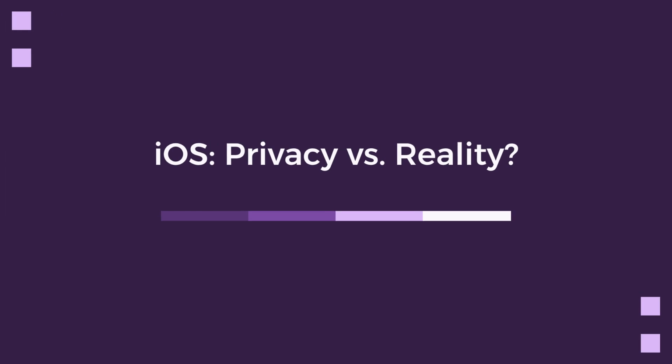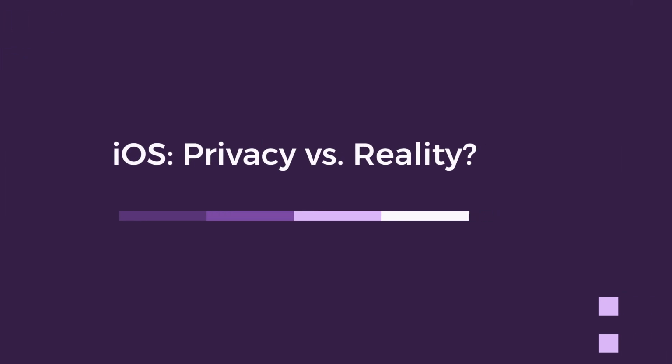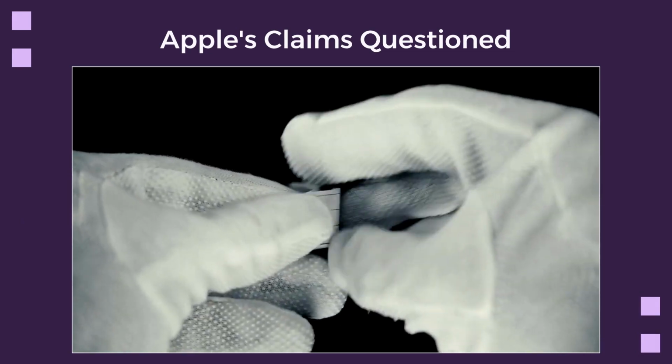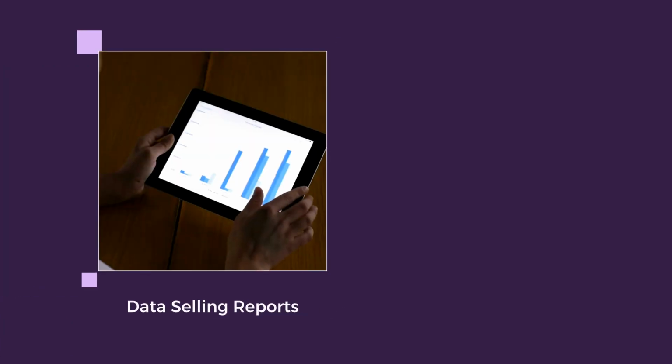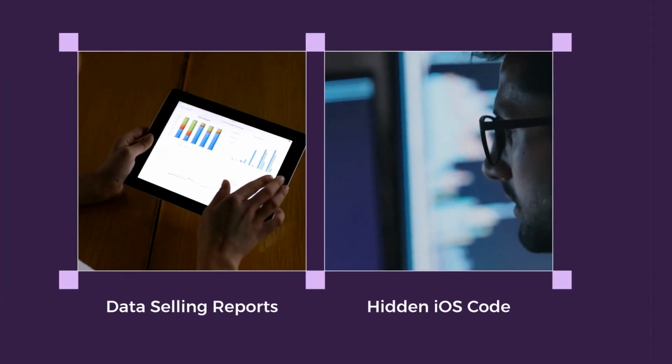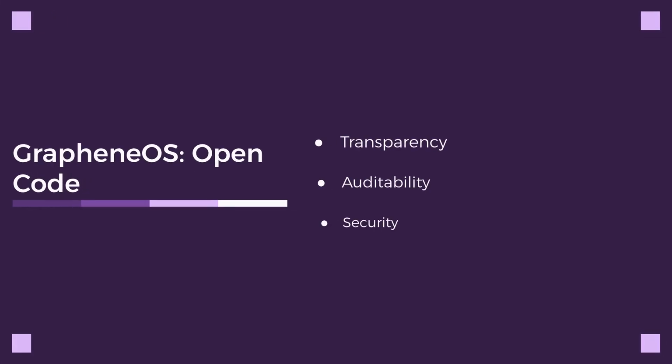iOS claims great privacy features, but is that truly the case? Apple hides its code, not allowing anyone to verify what's happening inside your iPhone. There are reports about iPhones selling data, and the hidden code raises transparency concerns. GrapheneOS's open source code allows anyone to look inside, see what's going in and out.